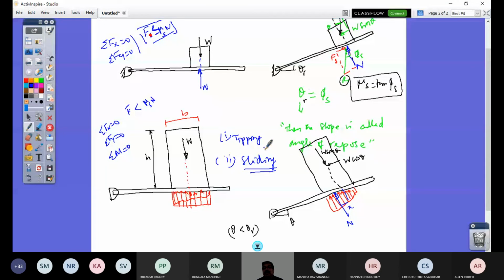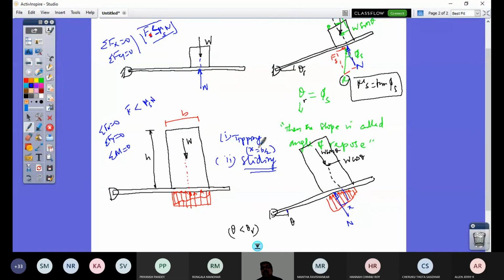The condition for tipping is this x value, whatever you have. As long as this x value is within this contact surface, then it is fine. If this x value is going to increase as I increase this angle theta, it is going to push this down like this. So when x is equal to b by 2, that means the b by 2 is what? B is this width. So the maximum possible distance from this to this outer front leading edge is b by 2. When x is equal to b by 2, the tipping will happen.